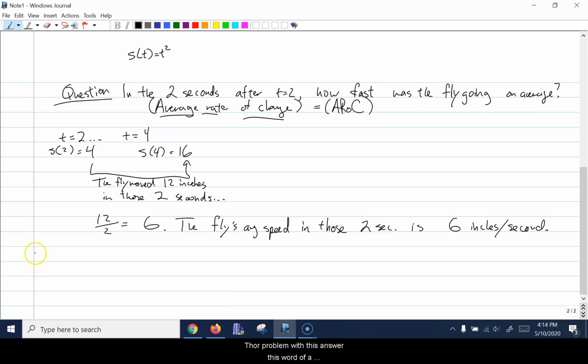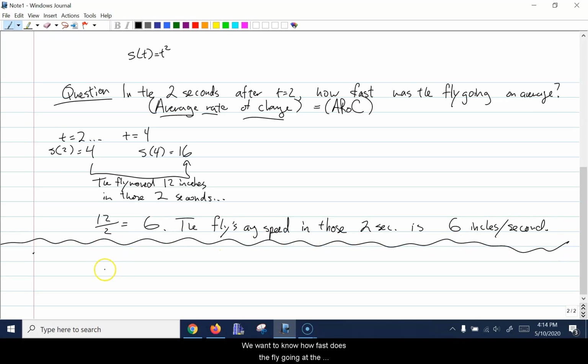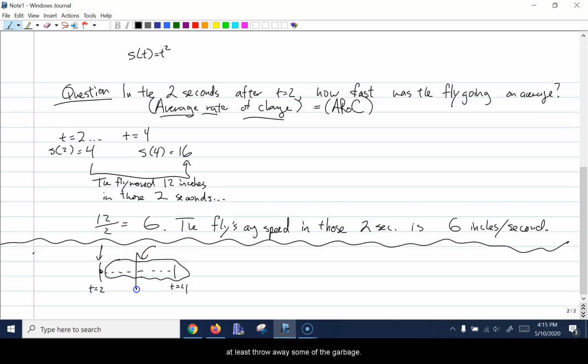So our problem with this answer is sort of a fundamental problem that 2 seconds is way too long. We want to know how fast was the fly going at the moment when t equals 2. And we're having to include all these garbage wrong answers after t equals 2, when what we really want to know is what's happening at this moment. So I still don't know how to cut it down to a moment, but I can at least throw away some of the garbage and ask what's going on.